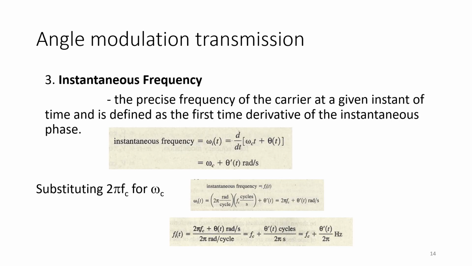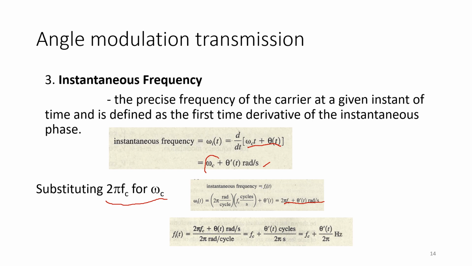Okay, so the third is the instantaneous frequency. Instantaneous frequency is the precise frequency of the carrier at a given instant of time and is defined as the first time derivative of the instantaneous phase. From the earlier slide, we defined the instantaneous phase as omega_c t plus theta(t). So we get the first derivative of this. The first derivative with respect to time is omega_c, plus the first derivative of theta with respect to time, in radian per second. Now, we know that omega_c means 2 pi f_c, so we just substitute the value for omega_c here. So we have 2 pi f_c plus this one.